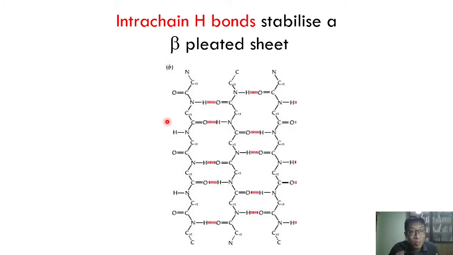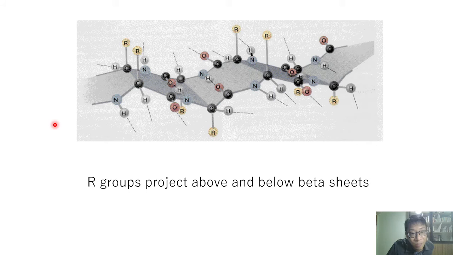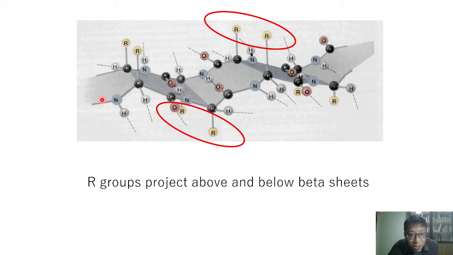Because this is a common misconception that your seniors had. So let me just warn you, right, to not be confused. For the beta pleated sheet, similarly to the alpha helix, the R groups are all projected outward. For a sheet, outward means above and below. Okay, so these are the R groups, yeah?